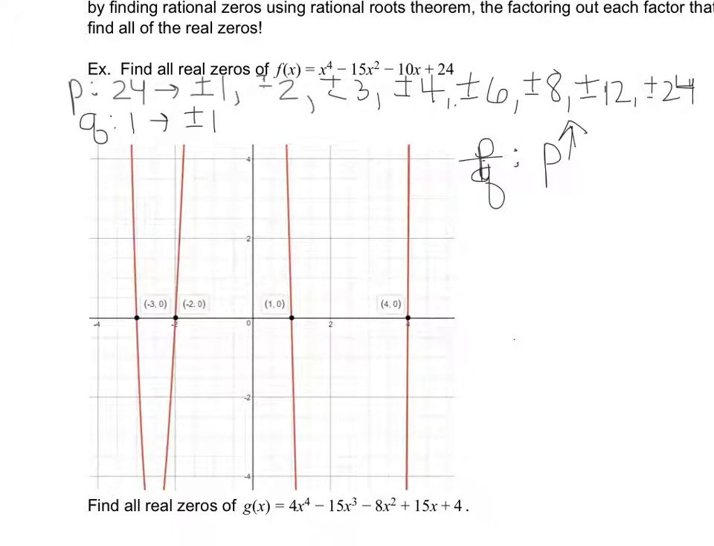To find them, we first look at its graph. When I look, it crosses the x-axis 4 times, so all of our real zeros are rational zeros. None of them are irrational. So our real zeros are going to be at -3, -2, 1, and 4.